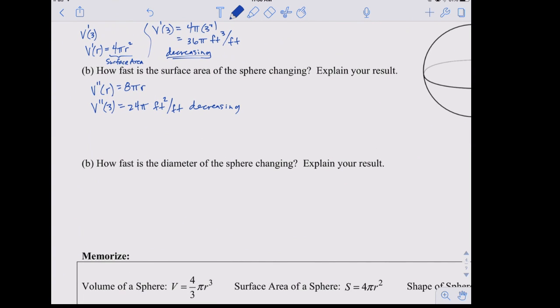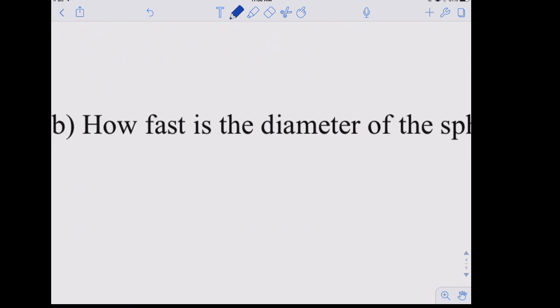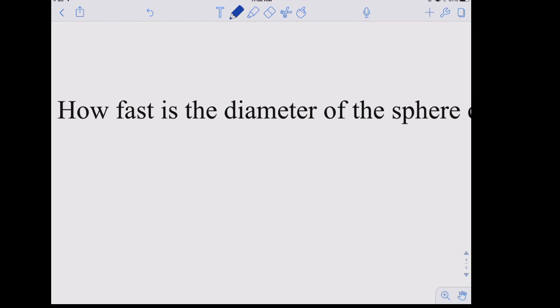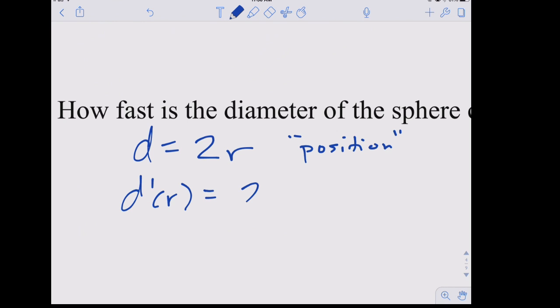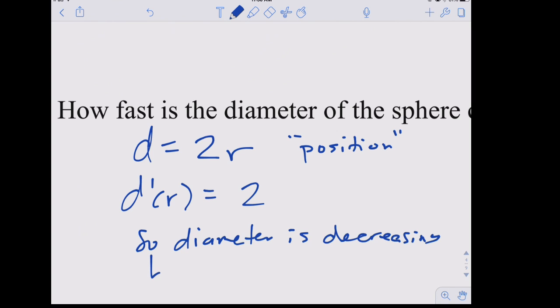And then very quickly here, how fast is the diameter changing? Well, do we know a way to relate the diameter to the radius? The diameter is what? 2r. And so that would be your quote-unquote position equation for the diameter. If you want the derivative, take d prime of r. It's going to be what? 2. And there's nothing to plug into. So you could say the diameter is decreasing. Again, we're interpreting it to be decreasing by 2 feet per foot.